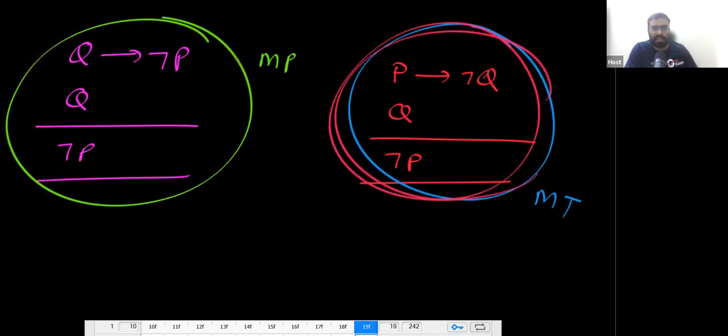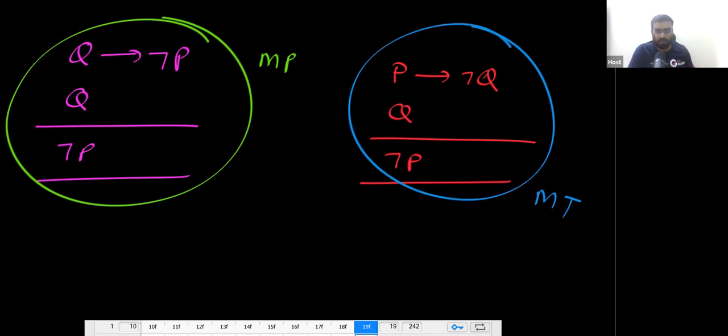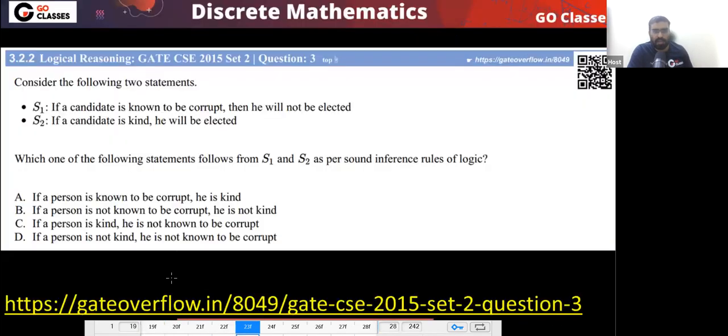Here you are going in the reverse direction. This is modus tollens. So I hope this point is clear. Now let's move on and see the next question. Question number two. Another question.